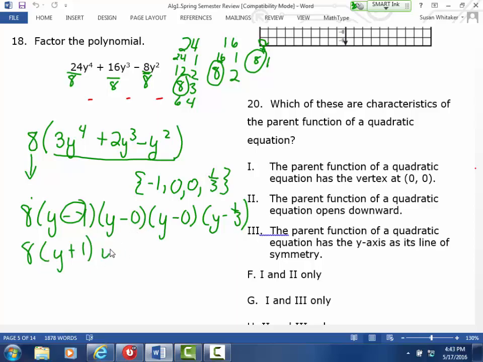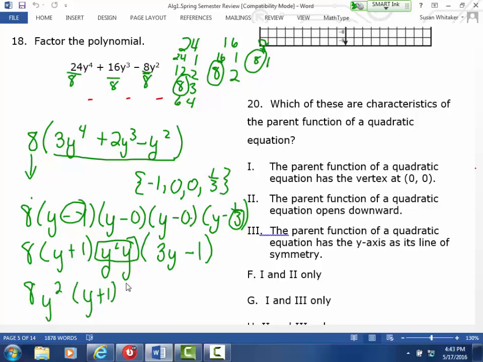Y take away 0 would still be y. Y take away 0 would be y. And then this last one, remember I'm going to multiply by 3 so that I don't have the fraction anymore. So it becomes 3y minus 1. Okay, I'm almost done, but these two y's together, I would add their exponents. So I would have 8y to the 2nd times y plus 1 times 3y minus 1. And that's that polynomial factored.